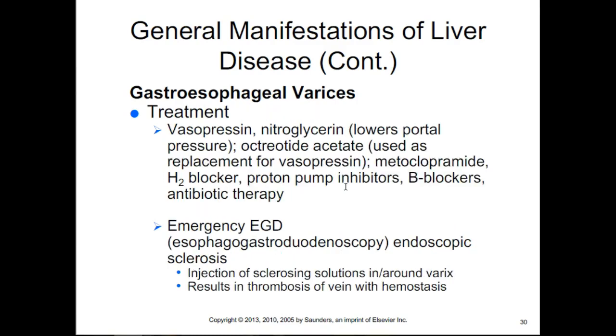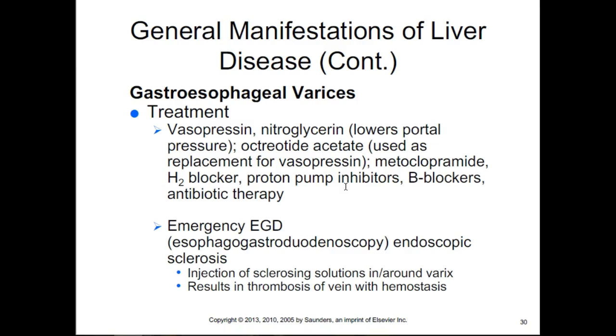Right, so some of the other treatments include vasopressin. So vasopressin, remember, is antidiuretic hormone, so it's going to reabsorb more water. Nitroglycerin, remember, is a vasodilator, so it dilates your blood vessels. So some people take nitroglycerin for angina. They take it sublingually, and nitroglycerin can help lower even portal hypertension.